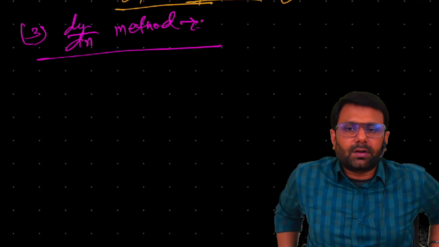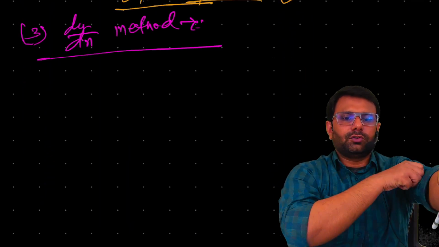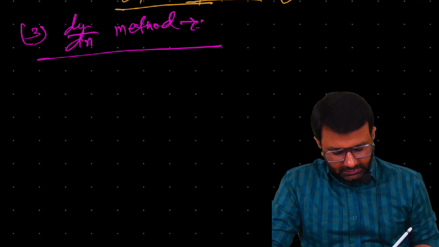Any confusion up to here? Okay, no problem. So now, third is the dy by dx method.